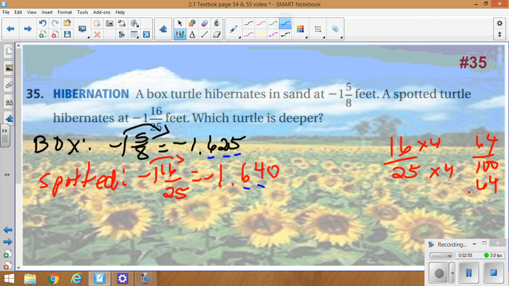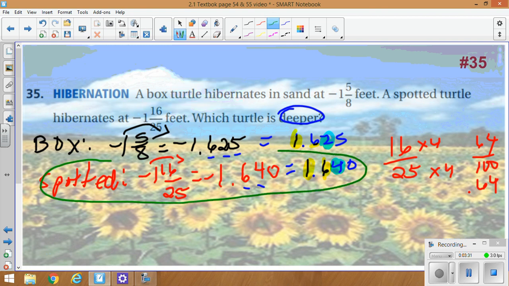So now I'll take the absolute value of these two, and I'm going to get 1.625. So I'm talking about depth. Depth is distance. And 1.640. I'm going to compare place values starting with the whole numbers. So both of these are 1s, can't compare. First place value is 6, can't compare. The next place value, I have a 2 and a 4. Who's bigger? And hopefully you are saying that the spotted turtle sleeps deeper into the ground. Okay?